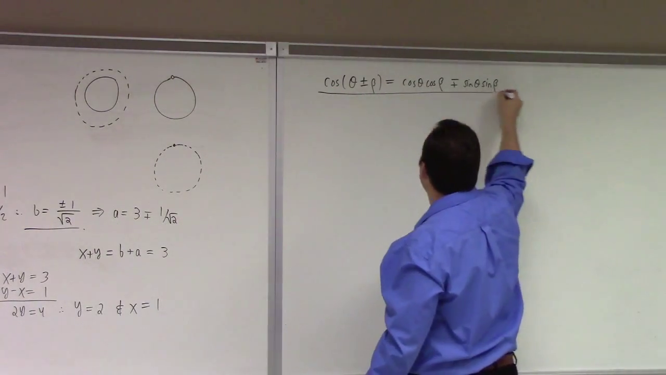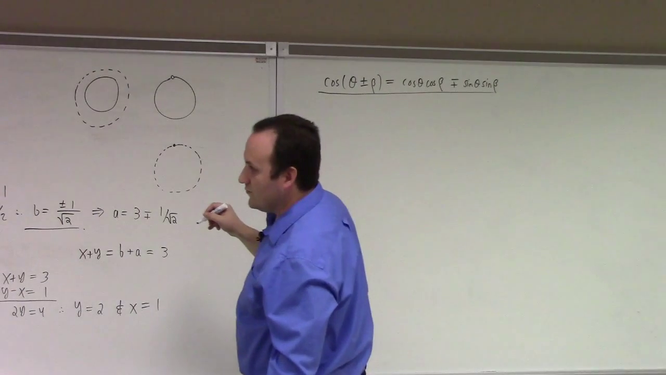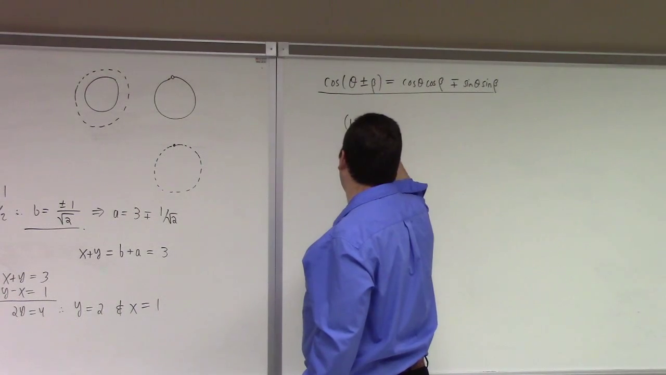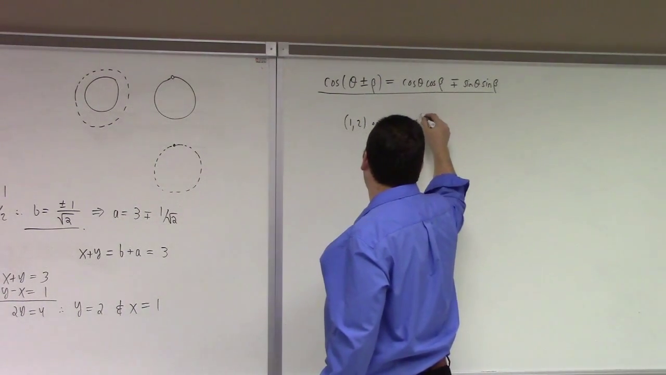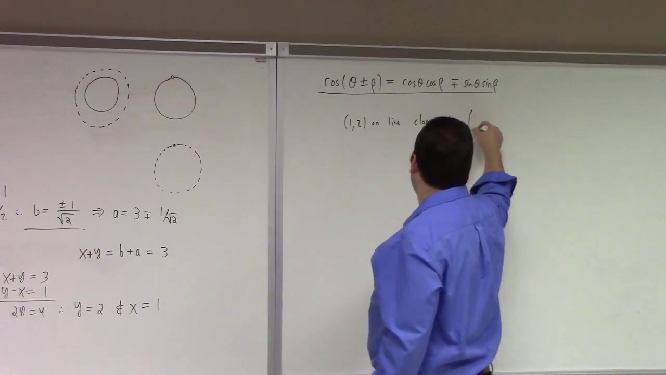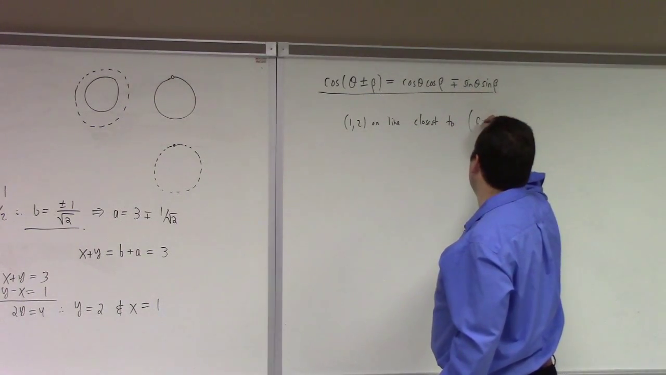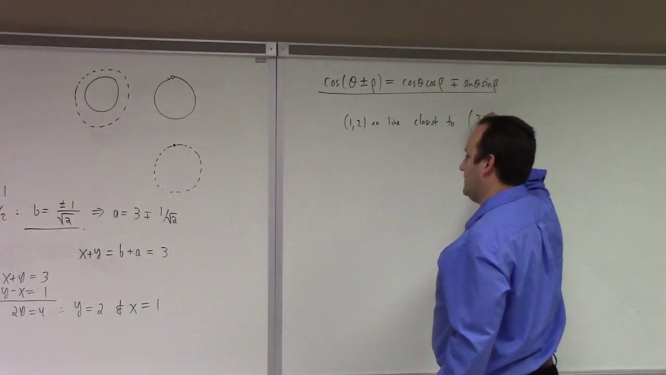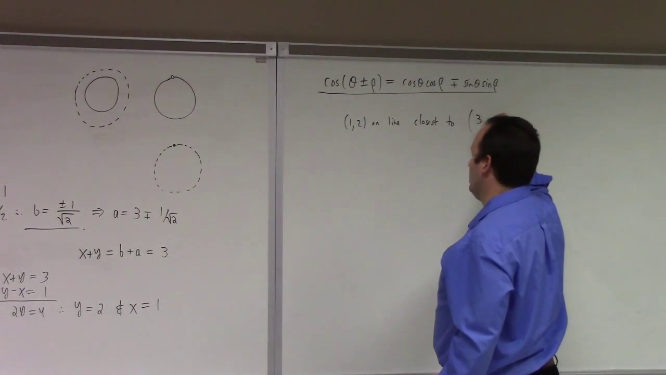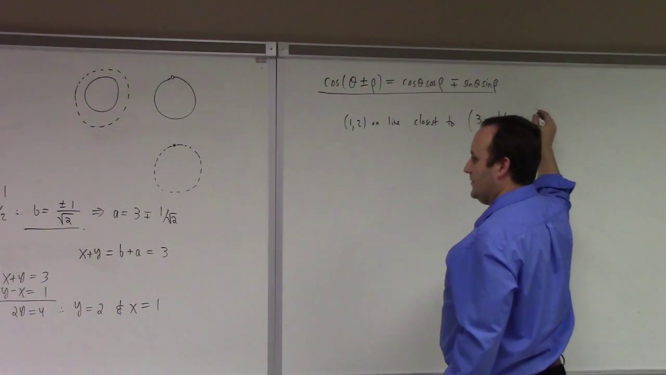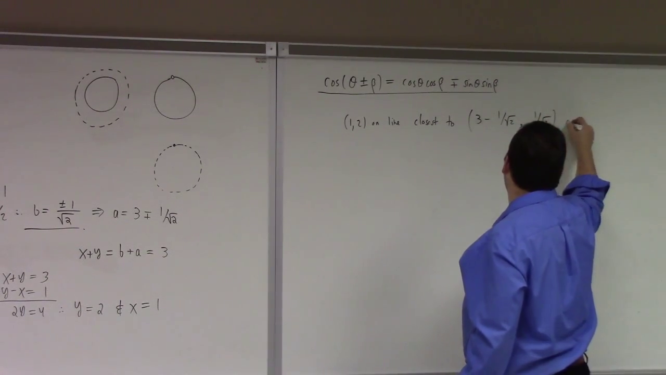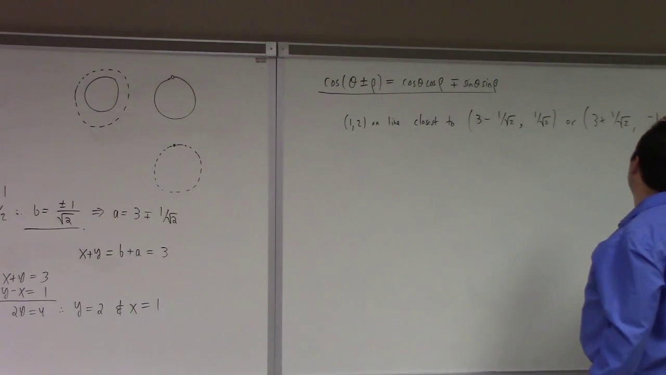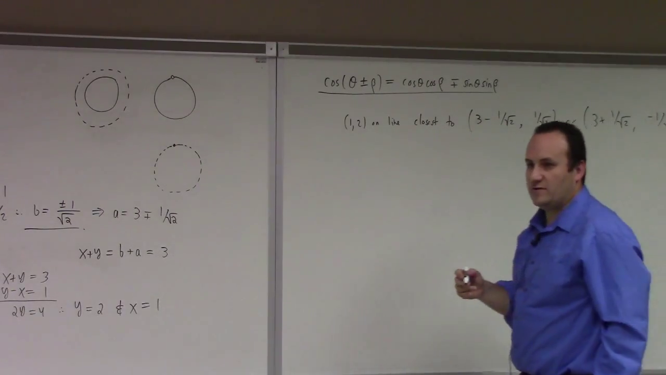Anyway, so notational jubilation aside, what's the answer? So we found the point 1, 2 on line closest to, what was it, a, oh, actually not closest, right? So we've got, let's say, 3 minus 1 over the square root of 2, comma 1 over square root of 2, or 3 plus 1 over the square root of 2, comma minus 1 over square root of 2, right? One of these is the closest point, one of these is the furthest point.